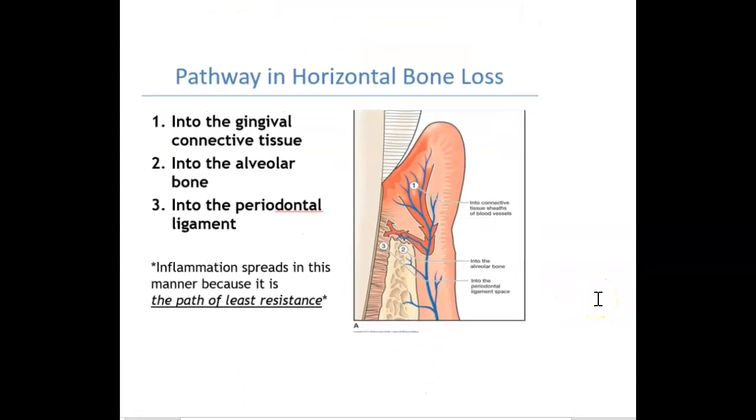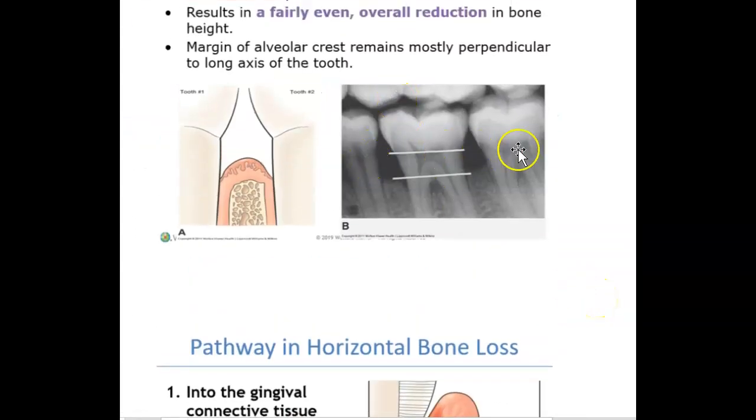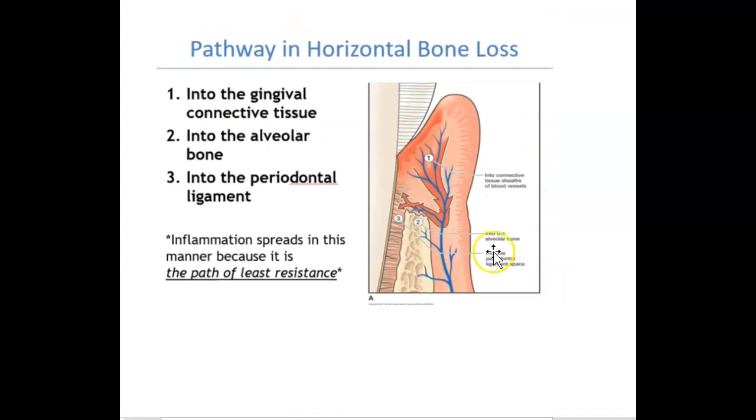Now let's look at how this happens. If someone has horizontal bone loss, which is like this, what happens is when the gums start to get inflamed, the inflammation goes a certain way. It goes into the connective tissue. Remember, this is the epithelial tissue, and this is the connective tissue, which is in between. The connective tissue gets inflamed, and then the bone gets inflamed, and then the PDL gets infected. That's how we get horizontal bone loss. It's going this way, and that's why you can see a straight line over here. When the inflammation goes this way and the bone is resorbed this way, we see horizontal bone loss.